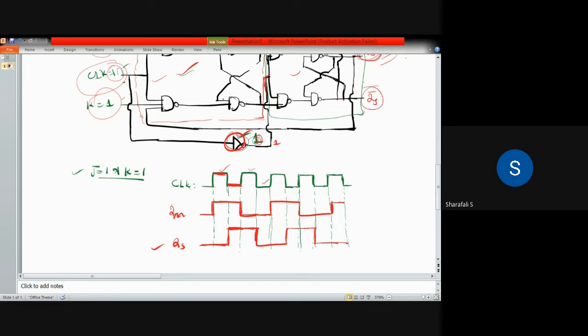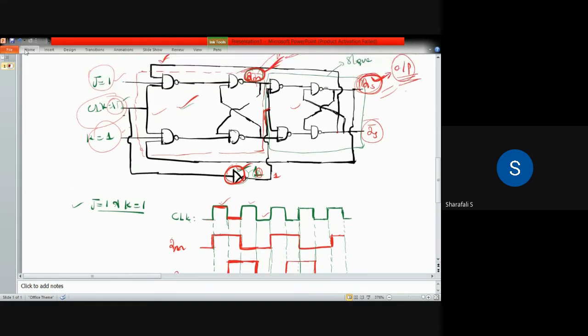Okay. So this is how we can eliminate the race around condition in JK flip flop by using the master slave. We can continue from here. I will discuss some more details about this master slave flip flop in the next class. And if you need, we can discuss the basics of this SR flip flop also to understand how flip flops are working. I think we can stop here.